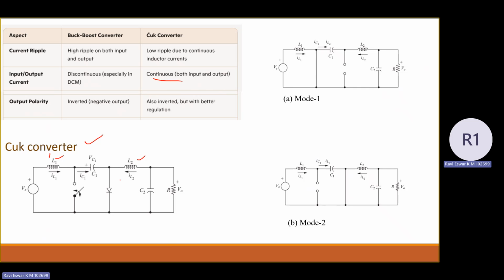So let us see the operation of the Cuk converter. You see here, there is an inductor L1 and there is a switch, there is a capacitor C1 and there is a diode, and again there is L2, C2 and the load. So once you see any converter, you need to analyze it with respect to the charging of the inductor, followed by the next mode, discharging of the inductor. So this is the basic thumb rule you can fix in your mind.